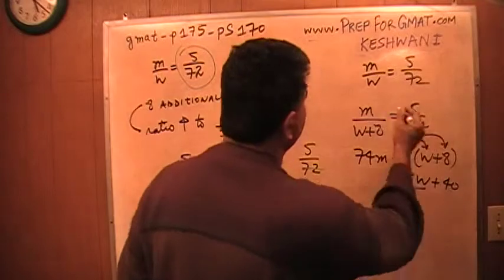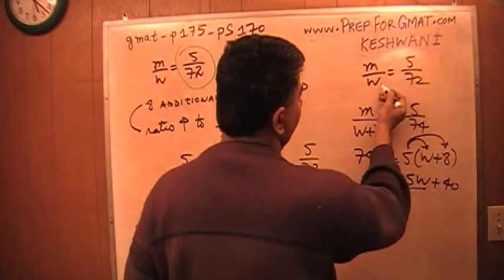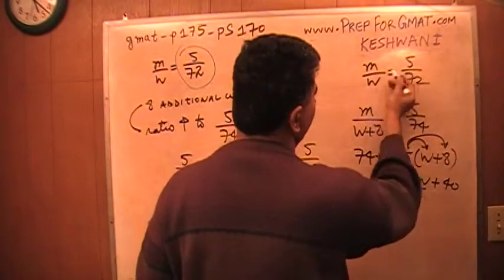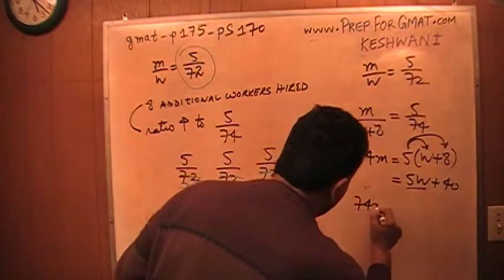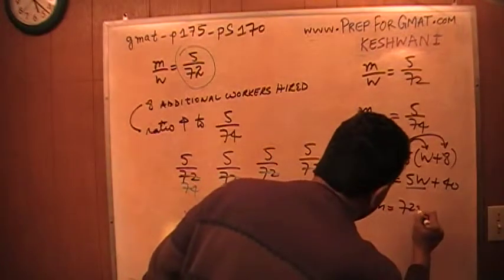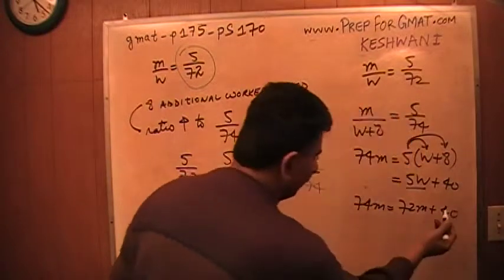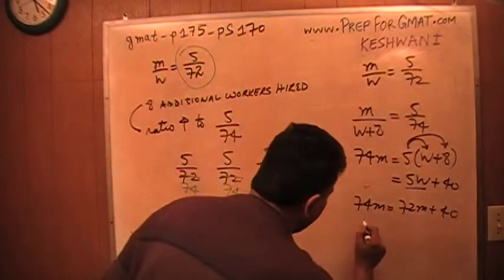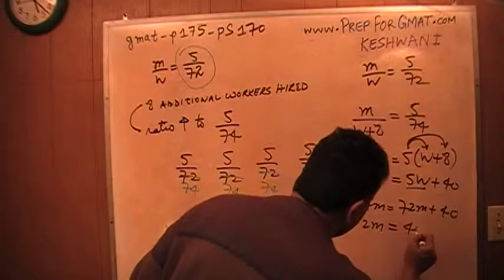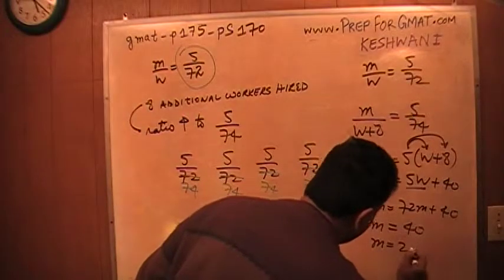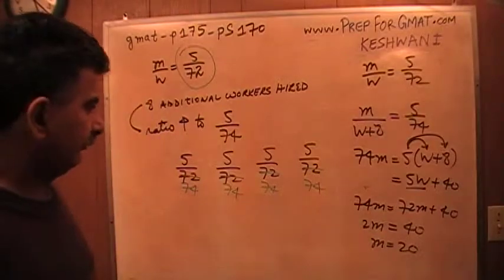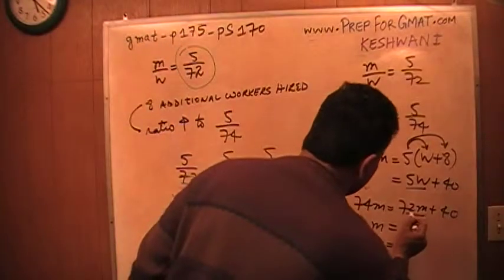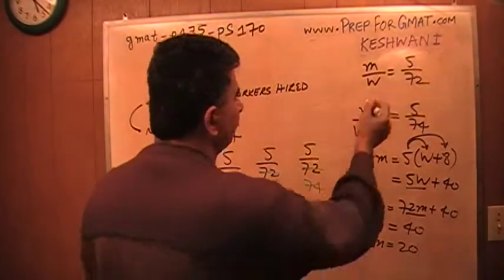Now, if I cross multiply the first equation, this tells me that 5w equals 72m. So I'm going to substitute here. 74m equals 72m plus 40. Subtract 72m from both sides, and you will see that 2m equals 40, and therefore m equals 20. And that's all there is. 5w equals 72m right from here.